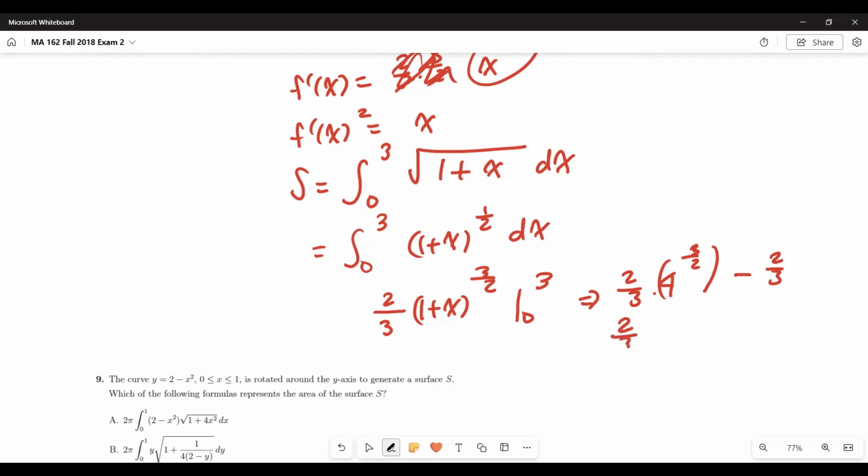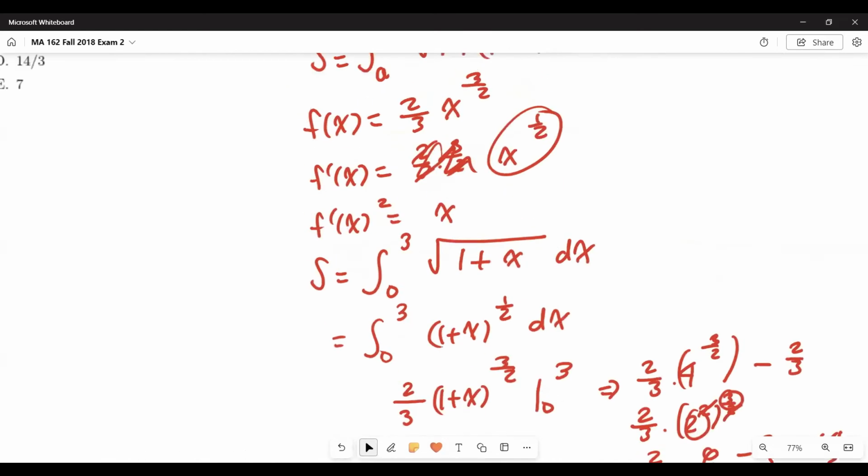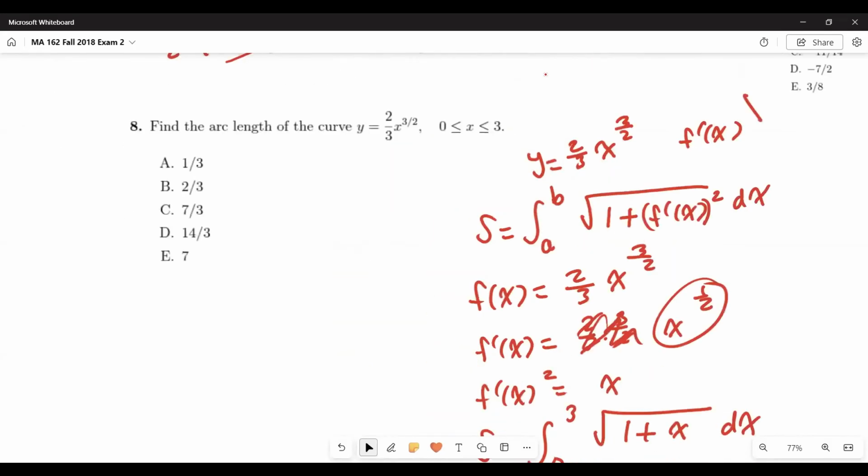So this is 2 over 3 times 2 squared, 3 over 2, 2 cancels out, and then this is just 2 over 3 times 8, 2 to the 3 power, so it's 8 minus 2 over 3. So this is 14 over 3. So the answer for this question is D.